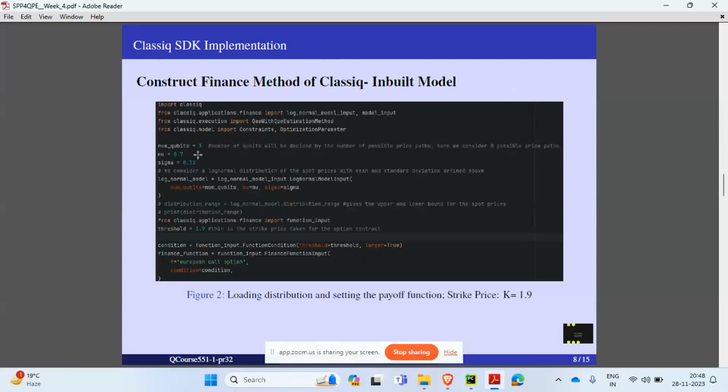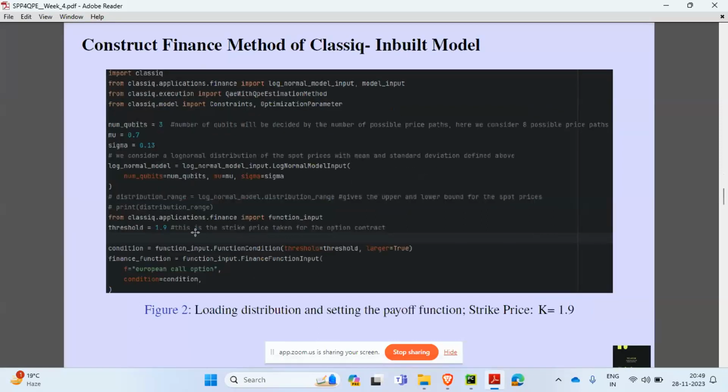So there are 3 qubits, showing that there are 8 possible price paths, and mu is 0.7, sigma is 0.13. This is the mean and the standard deviation of the log normal distribution, and I just load the log normal distribution, and then set the threshold value to be 1.9, which is the strike price, and the finance function input will have this European call option, which I defined in the previous slide, that is maximum of 0 comma I minus k. So the strike price is 1.9. Whenever the strike price is reached, the option gets executed.